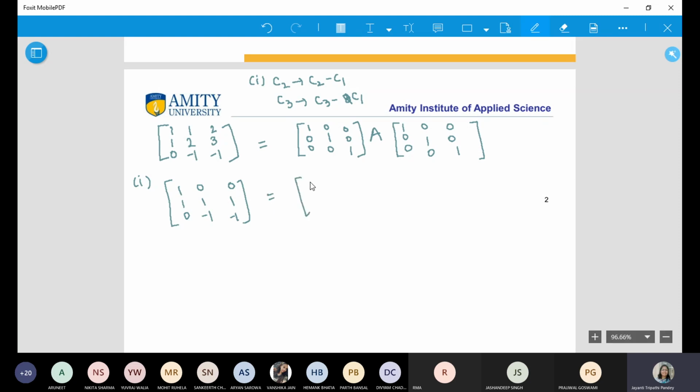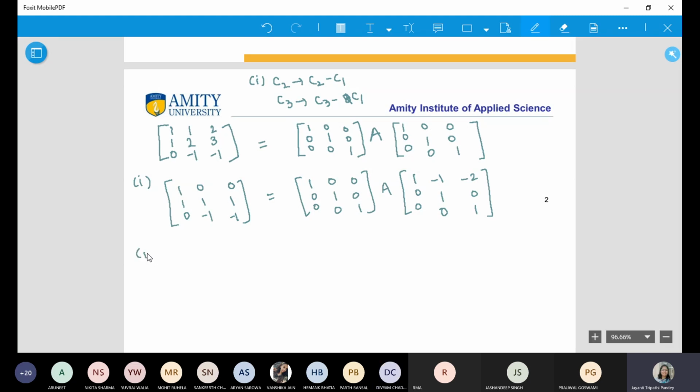Okay, now right hand side. A, no change in first column. Second column, C2 minus C1. So minus 1, 1 minus 0, 1, 0 minus 0, 0. Then C3 minus 2C1. So minus 2, 0, 1. Is this fine or any doubt in it? First step is understood? Please ask if there is any doubt.